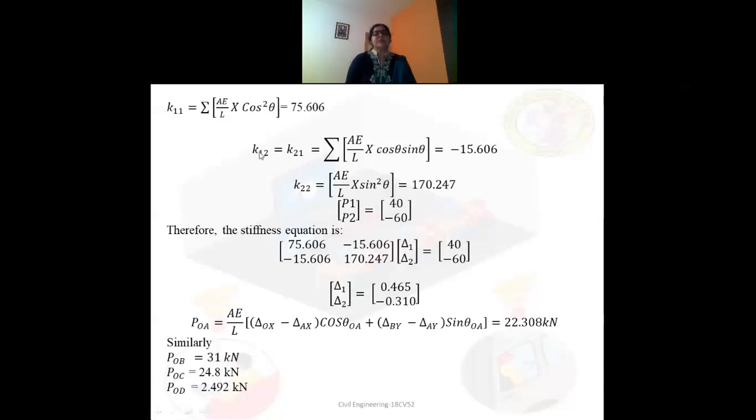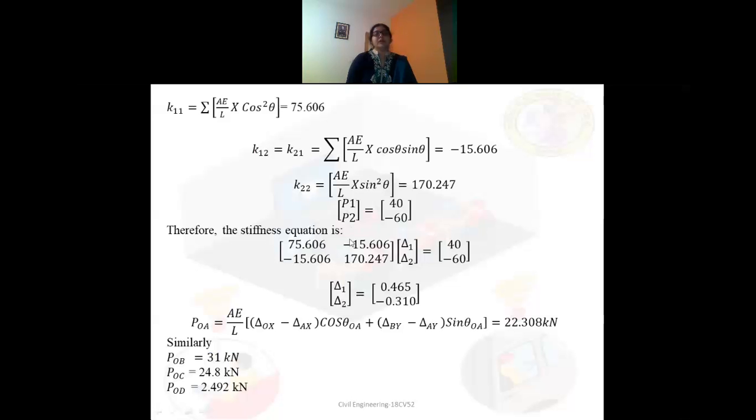next K12, which is nothing but K21, that is the force developed at coordinate 2 due to unit displacement at coordinate 1. So it is AE by L into cos theta sin theta. So that is equal to minus 15.606. Similarly, K22, what is the force developed at coordinate 2 due to unit displacement at coordinate 2? That is AE by L into sin square theta. So the answer is 170.247.